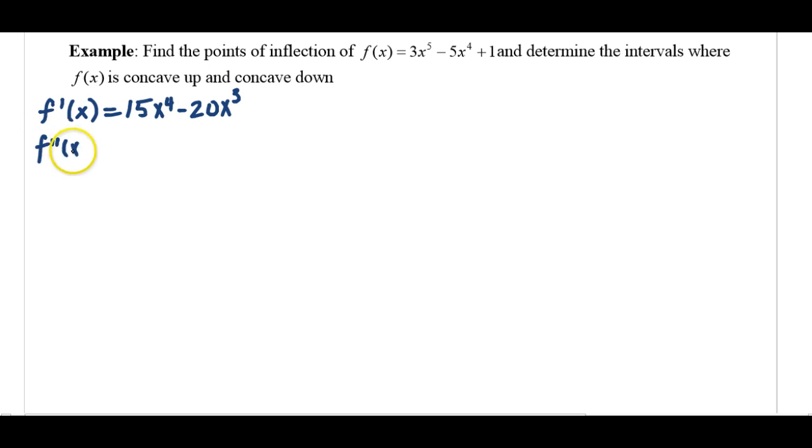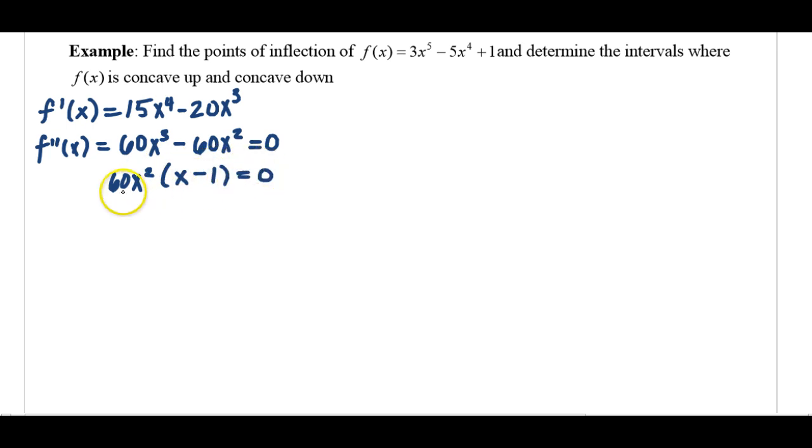Now we need the second derivative. So we're going to get 60x cubed minus 60x squared. And we're going to need to set the second derivative equal to 0. So I'm going to factor out a 60x squared, and I'll be left with x minus 1. So I would set each of these parts by the zero product property equal to 0. So I would set 60x squared equal to 0 and x minus 1 equal to 0. So I would get x equals 0 and x equals 1 as my possible inflection points. That's how I'm going to label these.